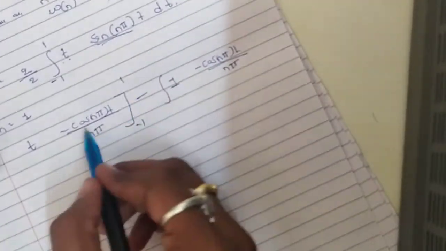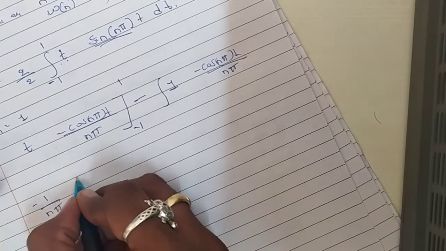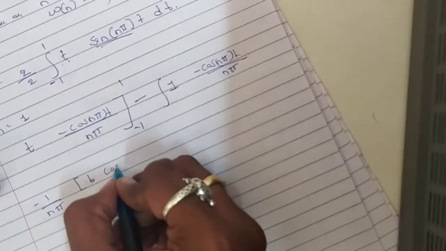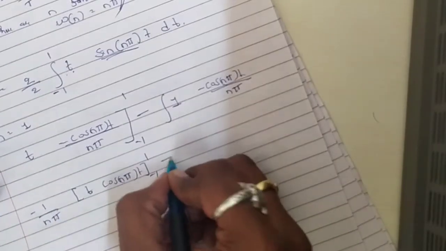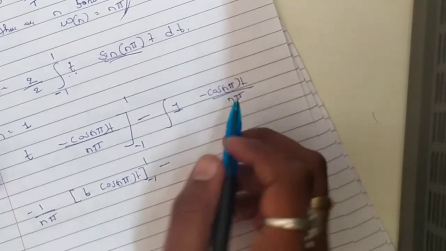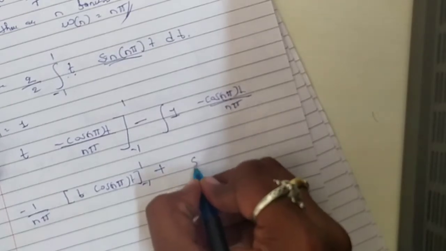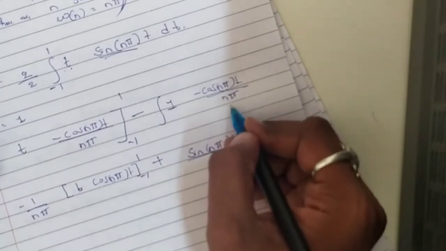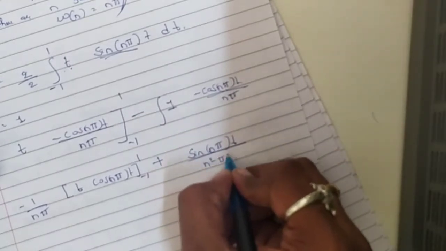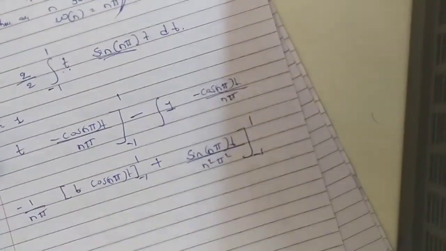Now from here I will take minus 1 by n pi common. This is t into cos n pi t from minus 1 to plus 1, minus, again 1 into this, so minus and minus becomes plus. Integration of cos is sine, so that is plus sine n pi t, again divided by n pi, so n pi into n pi becomes n square pi square, from minus 1 to plus 1.